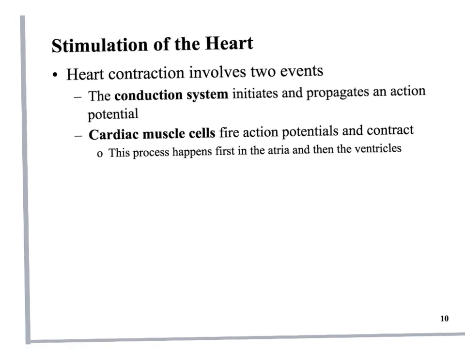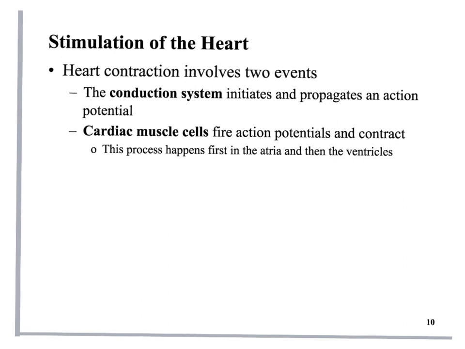So, the stimulation. There are basically two things that happen in a heartbeat. Okay? We have the conduction system, what we just mentioned, right? That's going to initiate and propagate the electrical impulse through the heart. And then on top of that, the cardiac muscle cells have to respond to that stimulus, fire action potentials, and then contract. Okay? Those two things are what's going to occur. Again, the sequence happens where first? At the atria, and then through the ventricles.